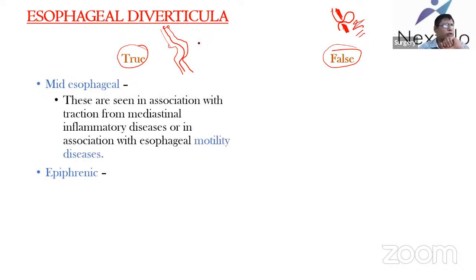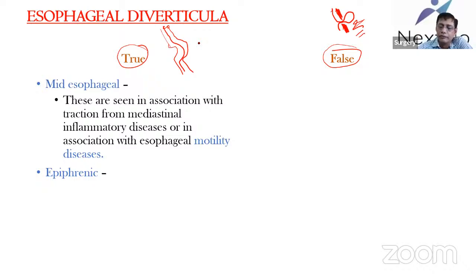These mid-esophageal diverticulas are seen in association with traction from the mediastinal inflammatory diseases. Suppose there is a lymph node here. It is attached to the esophagus. And if there is a calcification here, this will pull the esophagus out and ultimately will result in a diverticulum. This is why they are known as the traction diverticulum. There is a traction pulling out, traction diverticulums.